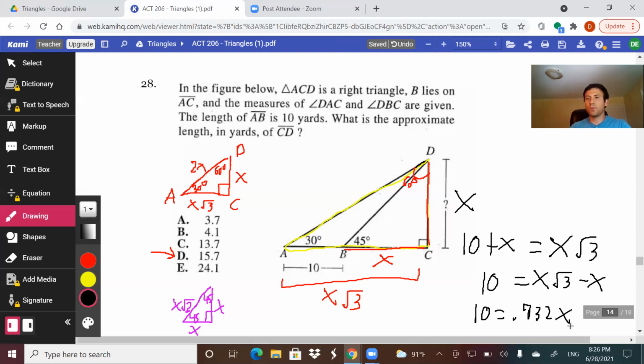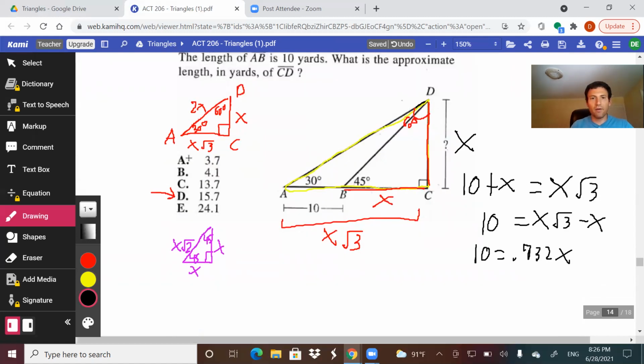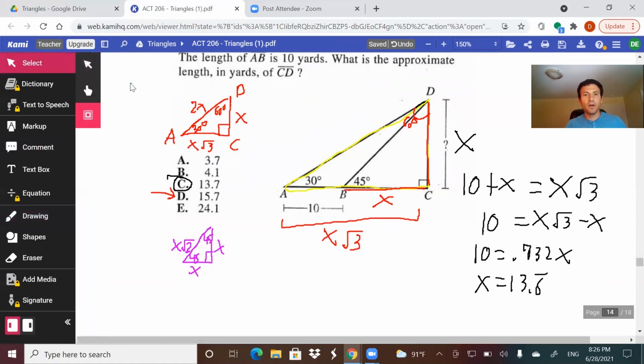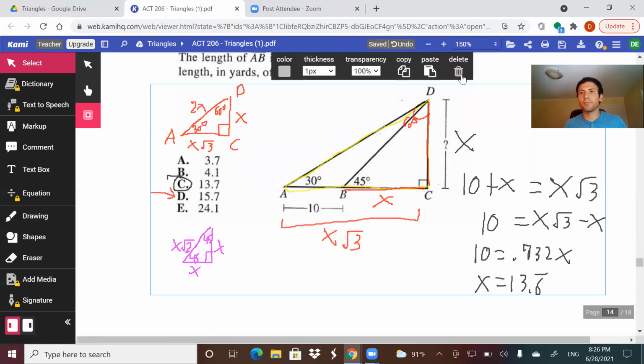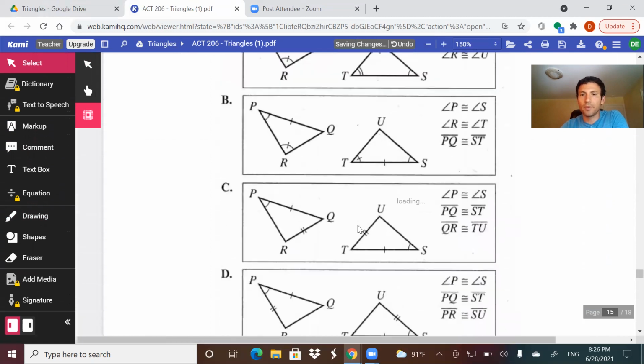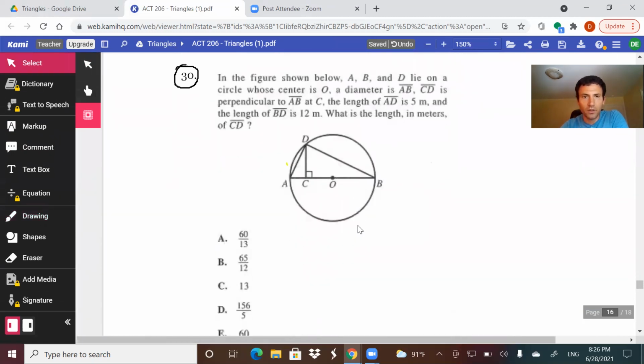And we get 13.66. So I was wrong. The correct answer is C. But again, if you had no clue what to do with this problem, at least you had a 50% chance with the initial way. And hopefully you would have guessed correctly or measured better than I did. Anyway, we'll do one more problem, and then that will be it for this.